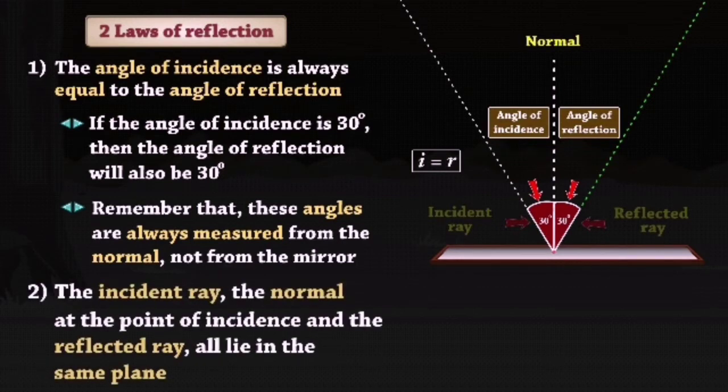Second law, the incident ray, the normal at the point of incidence and the reflected ray all lie in the same plane.